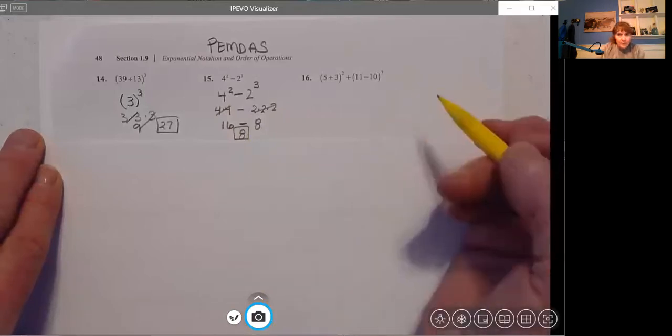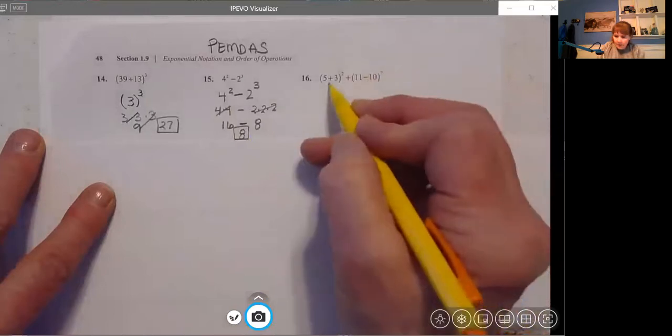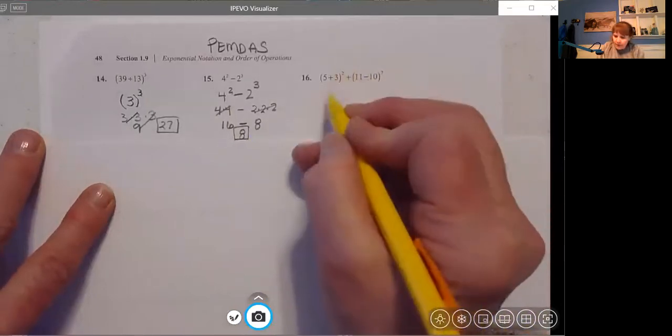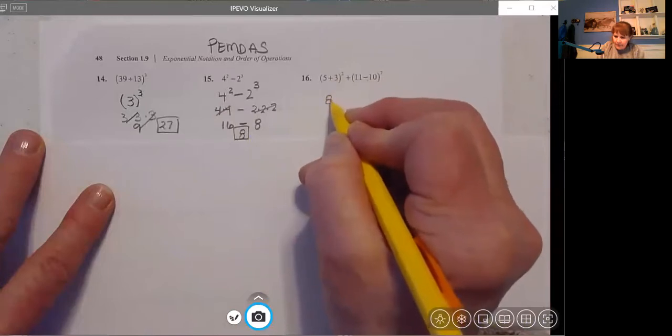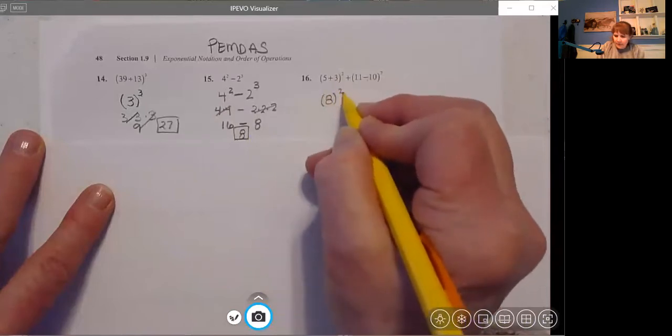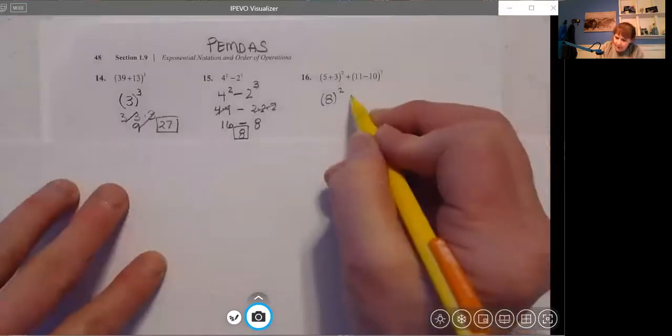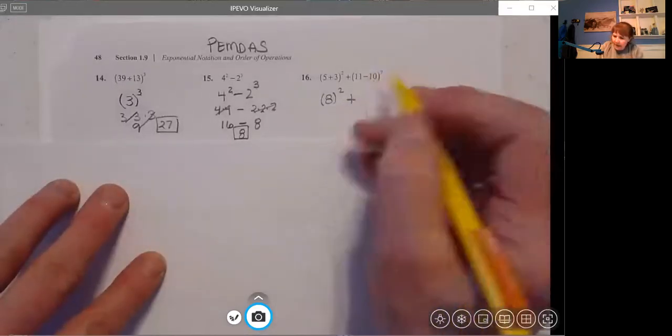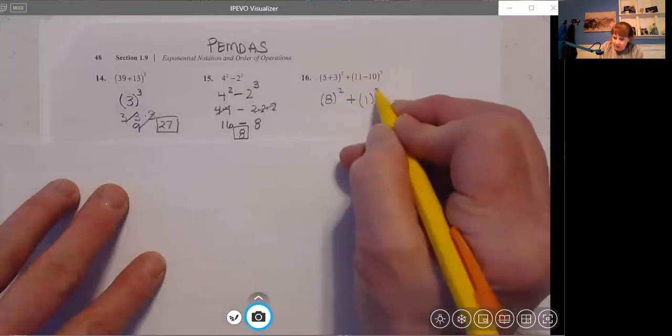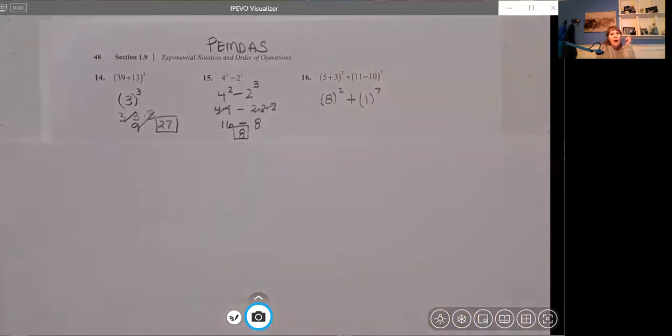We do what's in the parentheses. We have 2 of them, so we'll do them separate. This first parentheses gives us 8. I'm going to leave those around. I'm going to leave the brackets there. And the reason I'm leaving the brackets there is because eventually we're going to have negatives. And if you have a negative, you do need the brackets. It does matter if you have the brackets or not when we end up with negatives inside the parentheses. So we'll just kind of get in the habit of leaving it there. Plus 11 minus 10 is 1 to the 7th. Okay. All right, so we've done the parentheses.